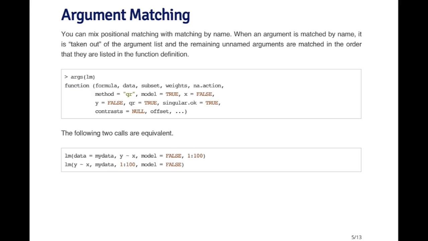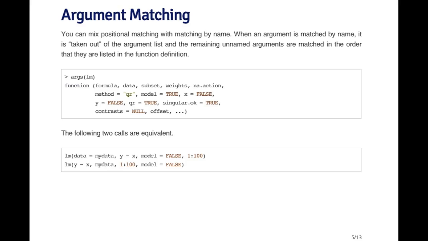Model equal to false has been matched by name, so I can get rid of that from the argument list. And then 1 through 100 has to be assigned to the argument that has not yet been matched. In this case, formula was already matched, data was matched, and so the next one is subset. So 1 to 100 gets assigned to the subset argument. This is a somewhat confusing way to call lm, and I don't recommend that you do it this way, but I wrote it this way just to demonstrate how positional matching and matching by name can work together.